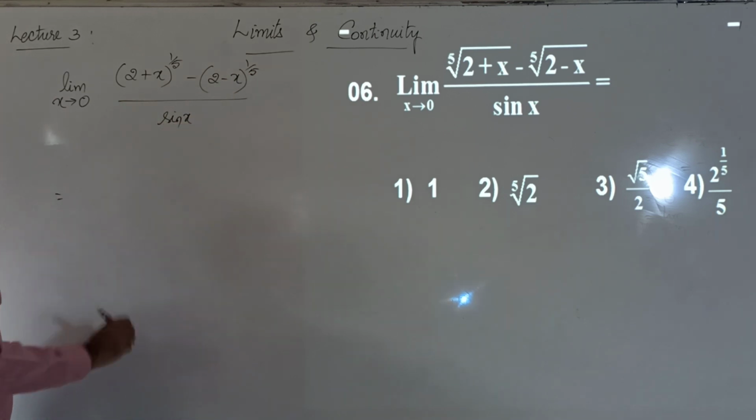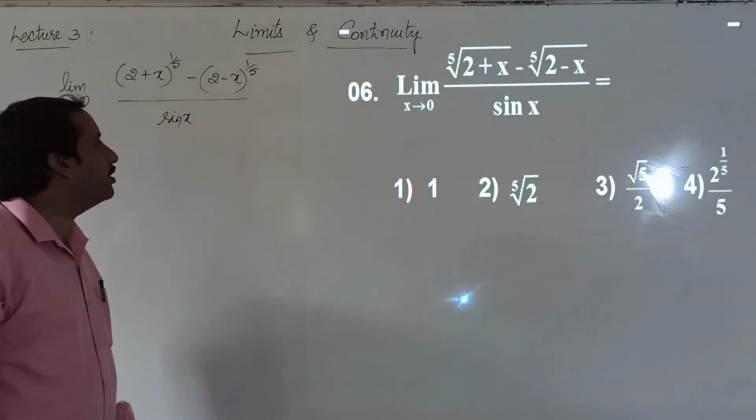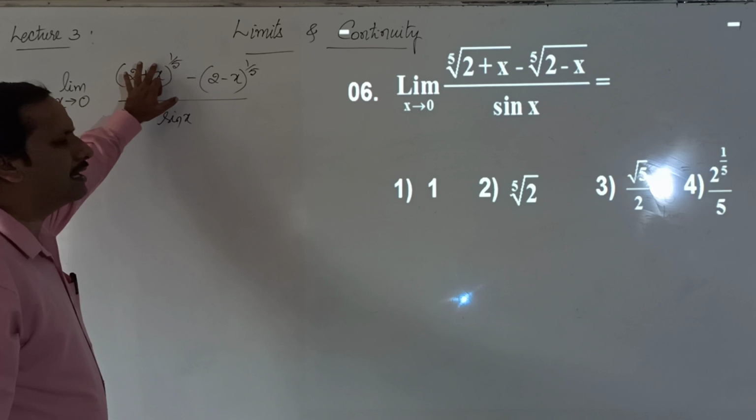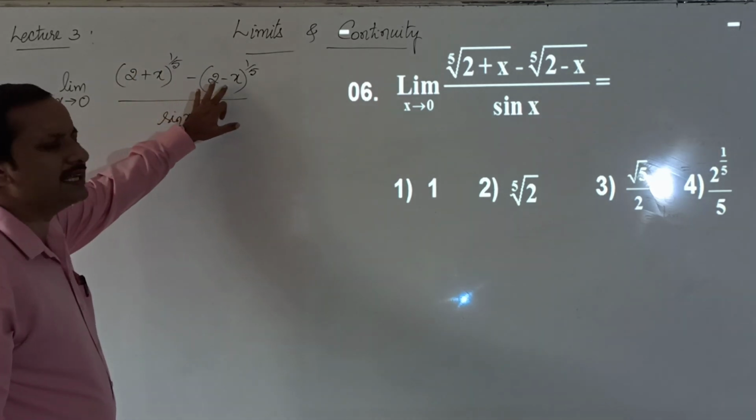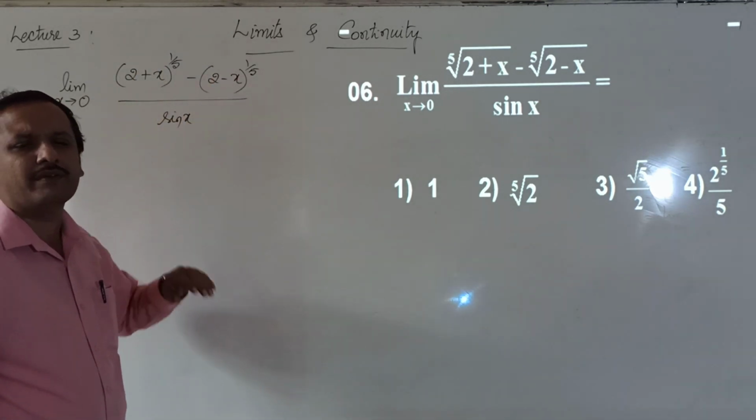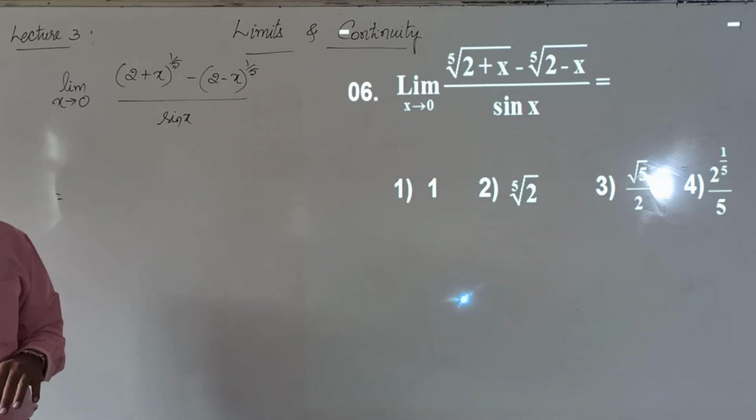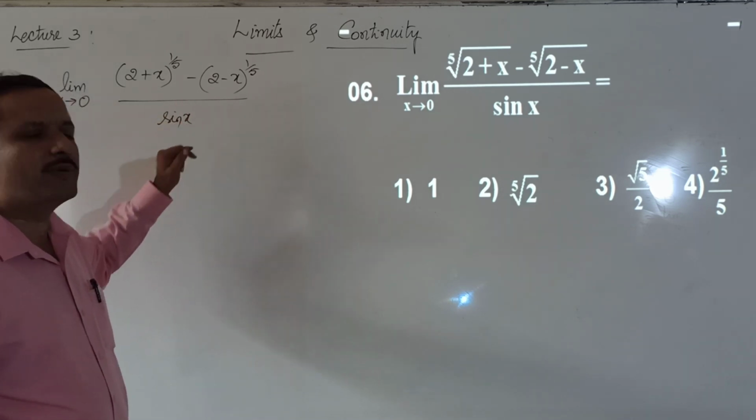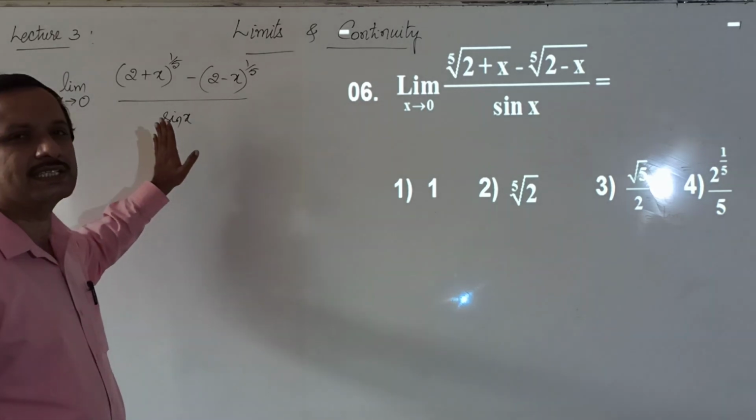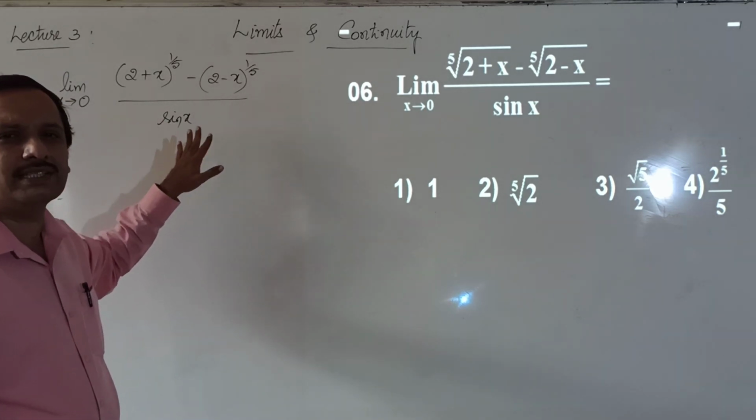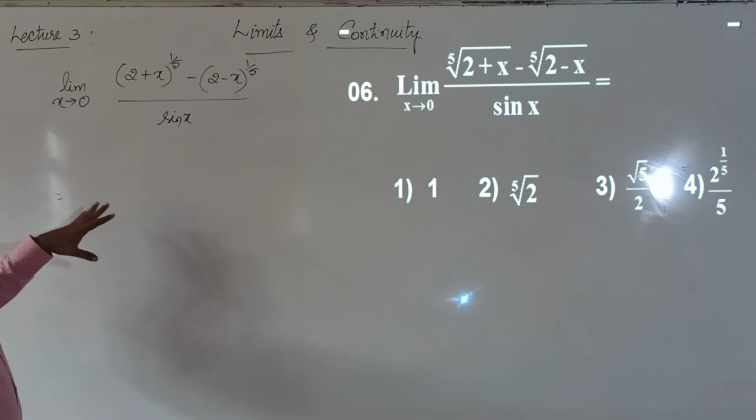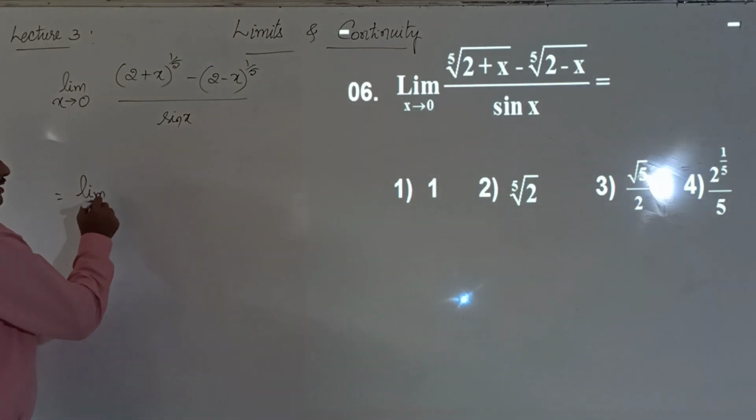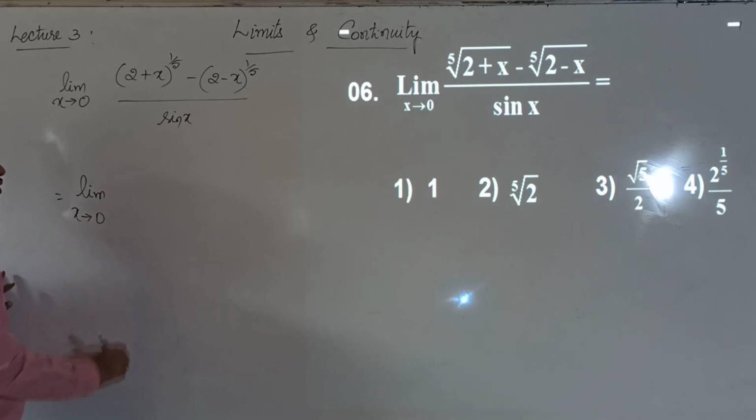Okay. Now if I apply the limit as x tends to 0, I mean put x equal to 0, you will get 2 to the power 1 by 5 here, minus 2 minus 0 is 2, 2 to the power 1 by 5. 2 to the power 1 by 5 minus 2 to the power 1 by 5 will be equal to 0. So numerator is 0. Denominator is sin 0, that is also 0. So 0 by 0, an indeterminate form. Therefore, we can go for L-Hospital's rule.